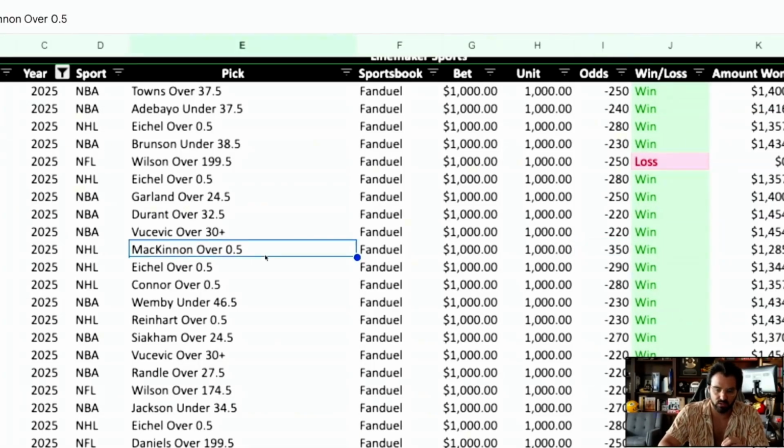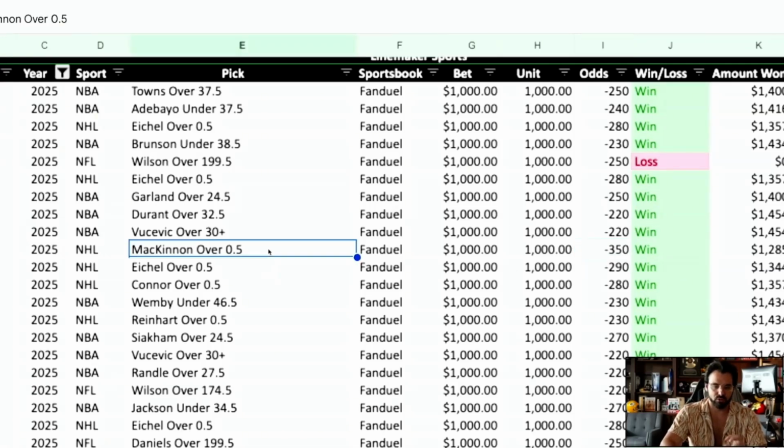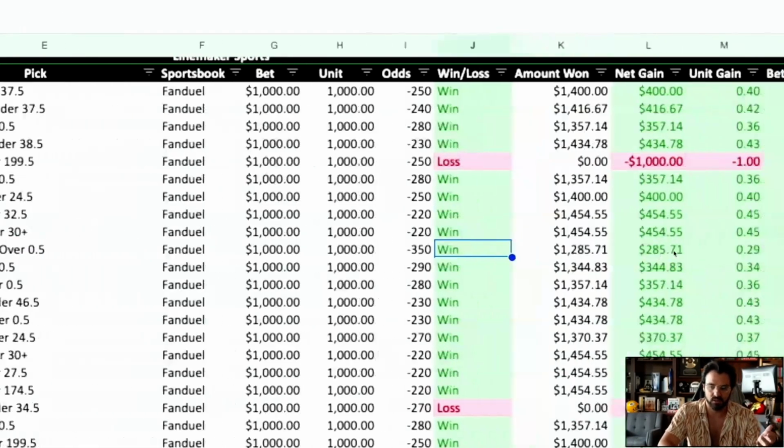So Nathan MacKinnon right here to get 1 point, minus 350, the implied probability on that is about 76%, okay? But his actual probability, true probability on that was like 78, 79%. So like a 2 or 3% edge, but still an edge. And what happens? He ends up hitting it, okay? What do you recoup?